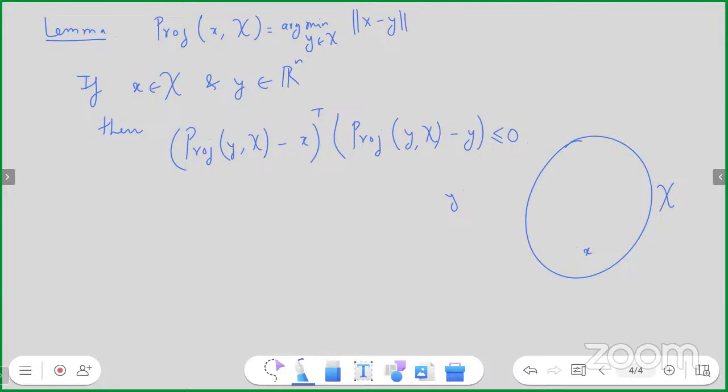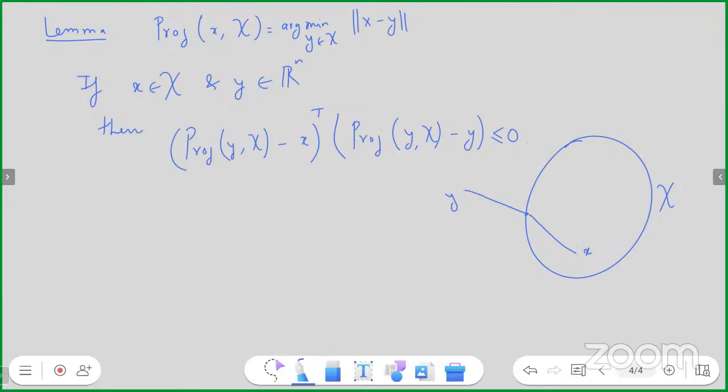Right. So now what is the projection here? This is going to be the projection. So what is it saying? This quantity is nothing but this vector. This is y. This is the projection of y onto chi. What is this vector? What is this inequality sign? And why must this be true? Because chi is convex.